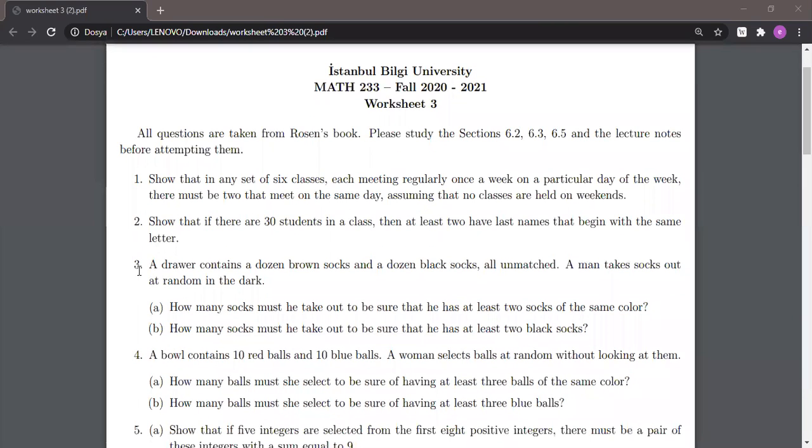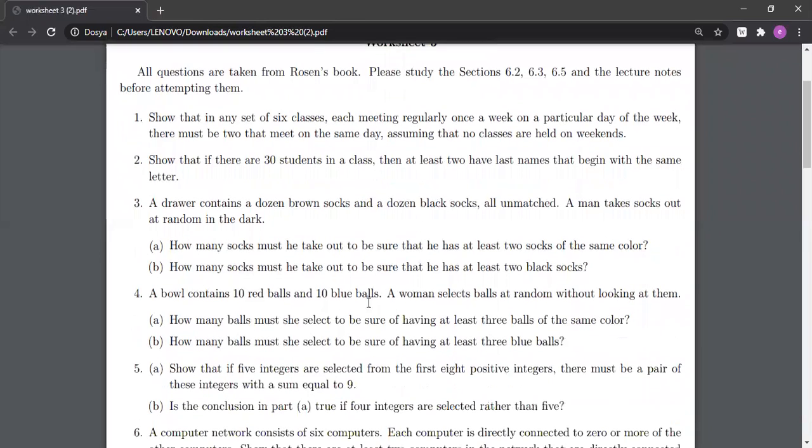Okay, we start with the third question. We have a drawer which contains a dozen brown socks and a dozen black socks. We want to compute this part. So how can this man who takes out the socks be sure that he has at least two socks of the same color?